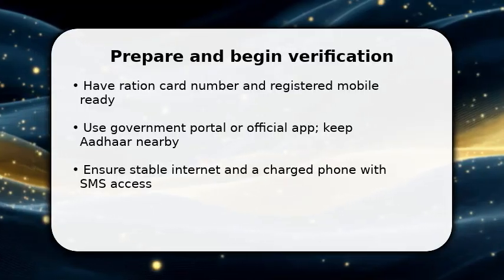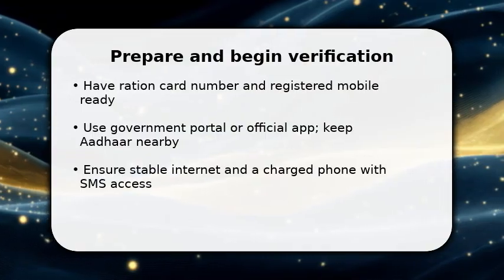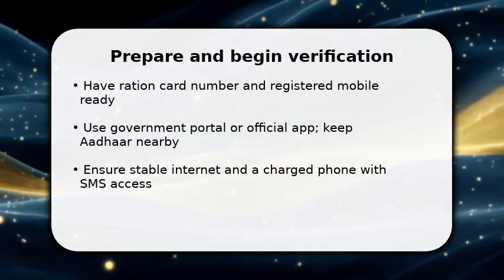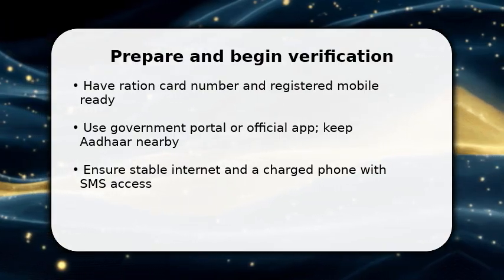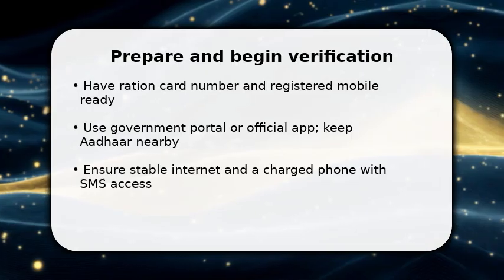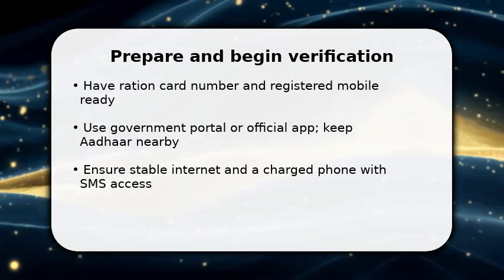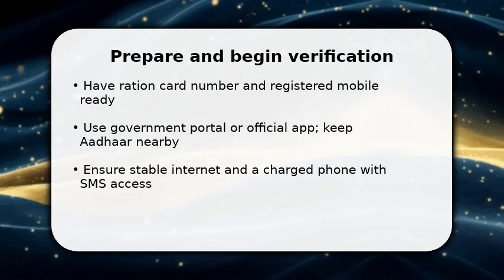You start by opening the official ration card portal or the state food department app. This is where linking happens. Enter your ration card number and the mobile number you want to verify, then request OTP. You do this now because the portal confirms identity before changes.